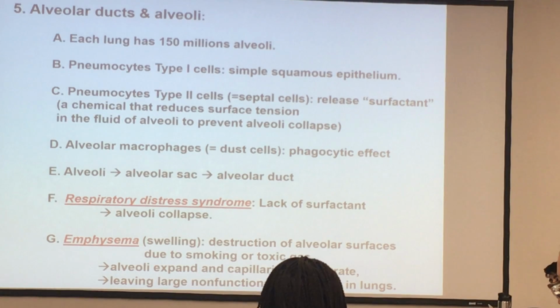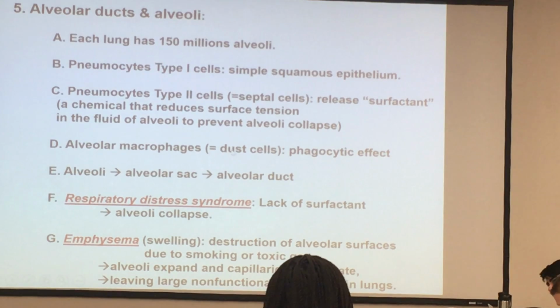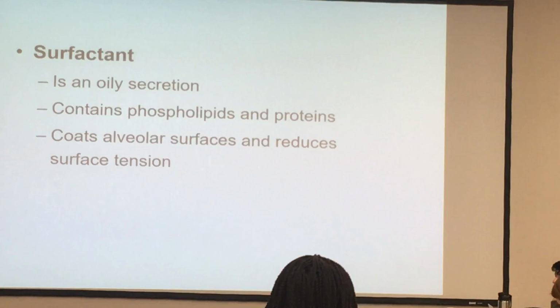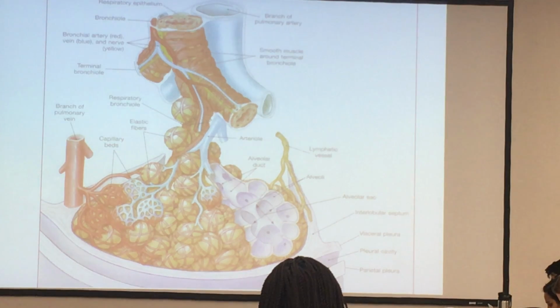Now we go deeper. The terminal here, we call alveoli. The small pathway we call the alveolar duct. Each lung has 150 million alveoli. It's a lot. Then there are different types: type 1, type 2, and the alveolar macrophage, which sometimes we call type 3. Okay, let's go to the cell first. That's alveolar here.